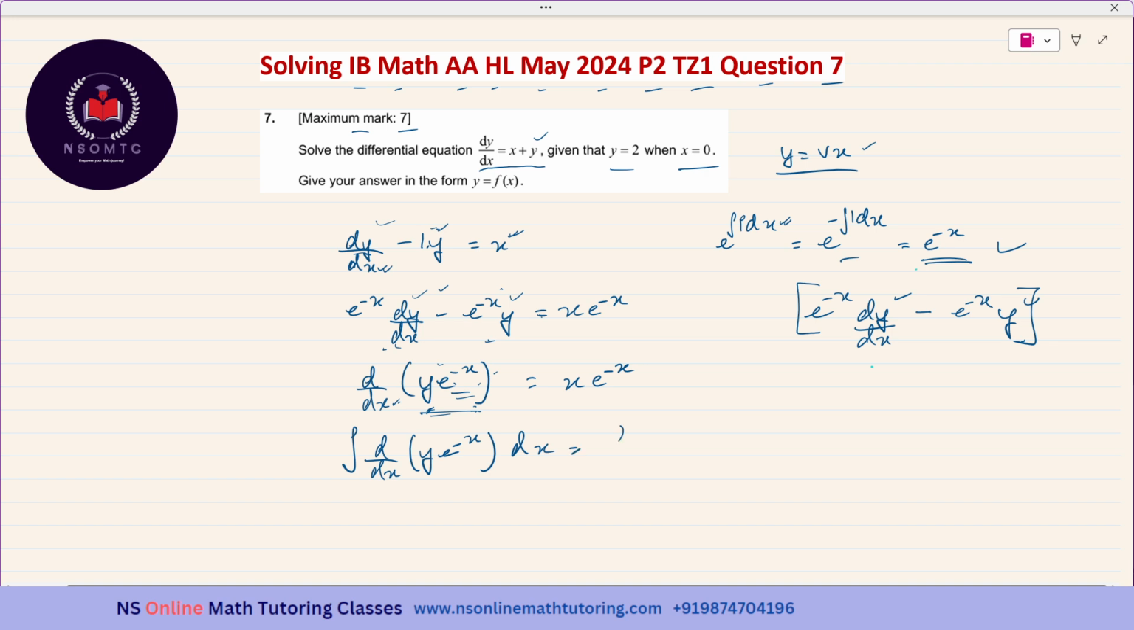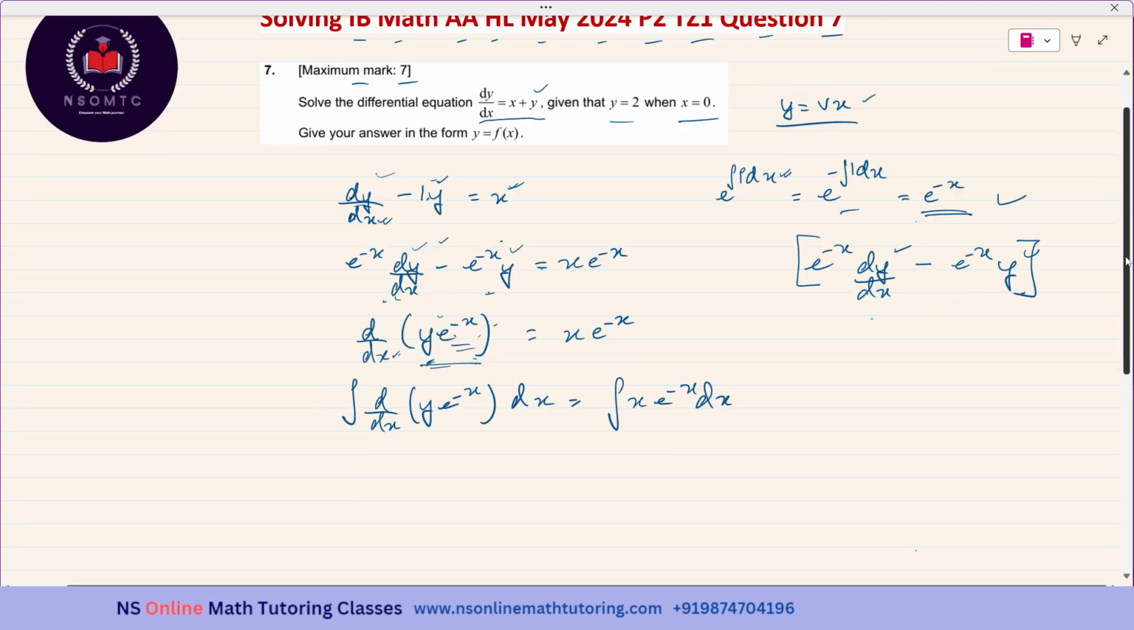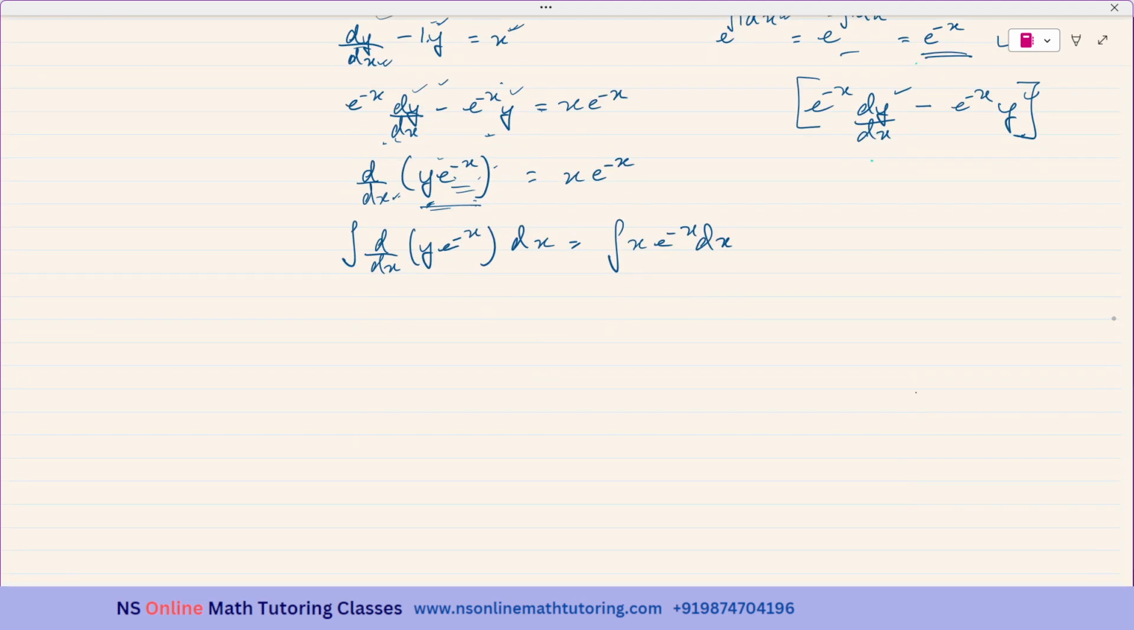Dx, and this is x times e to the power of negative x dx. Okay, and the left hand side will be straight away y, because this is the derivative and this is the integral. So you get the expression y e to the power of negative x, and this will be equal to the integral of x times e to the power of negative x dx.